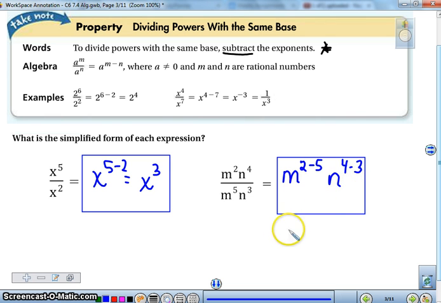Are we done with the problem? By no means. We now want to rewrite it. That is going to be m to the negative 3. And n, in this case, remember that was 4 minus 3, to the 1. Remember, we don't have to write an exponent of 1, and at this point it might be helpful to put it over 1. Our final answer would now be n. Positive exponent stays put. Where does the negative move? It's in the numerator. We need to move it to the denominator. And this would be our simplified answer.